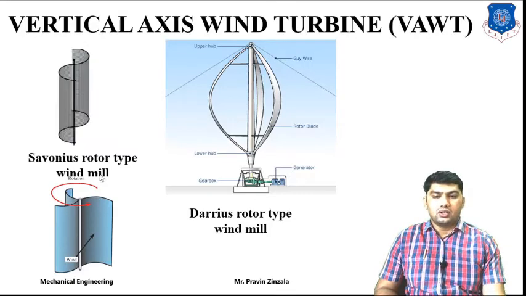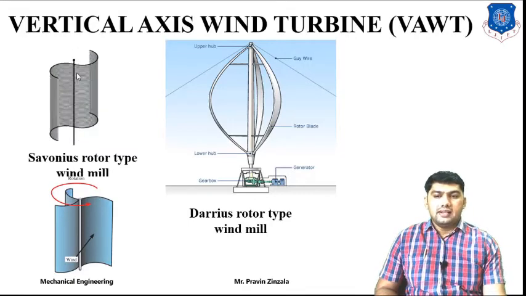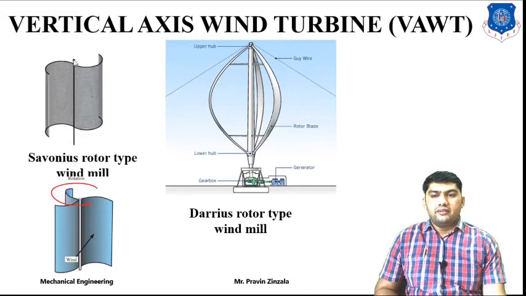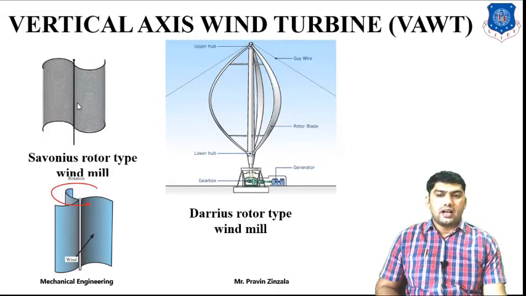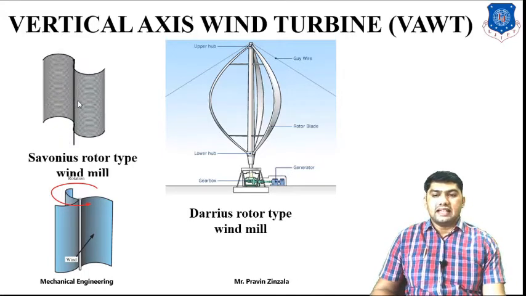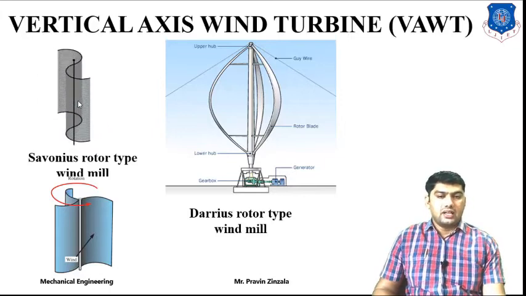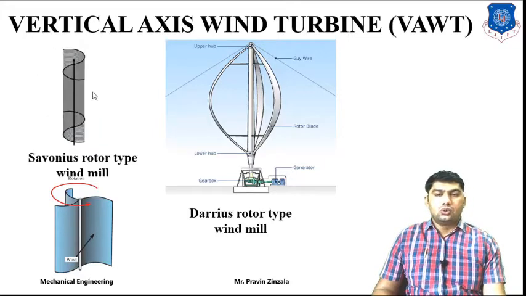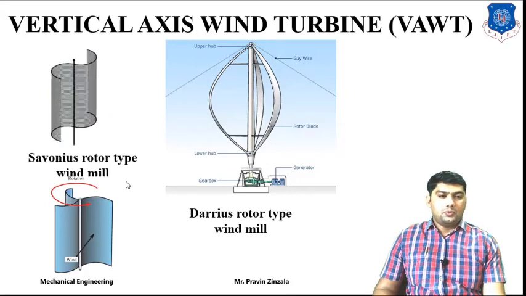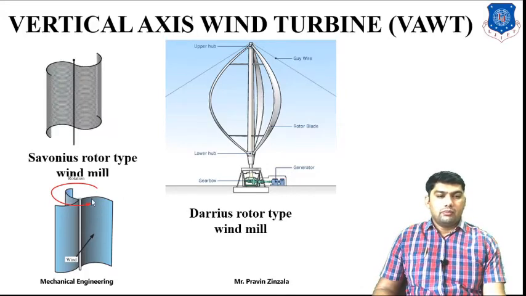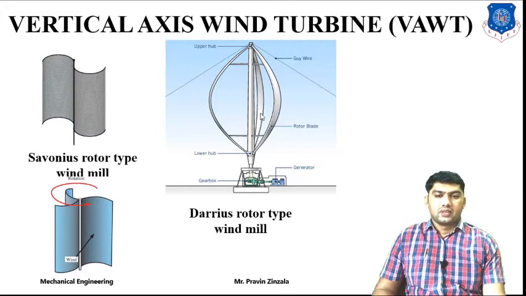So this is the rotating position, the same as in this animation. Whenever wind strikes, it starts to rotate. So it's called the Savonius rotor type vertical axis windmill. Here there are two rotors, but for optimum utilization or maximum balancing, generally a three blade type is used.